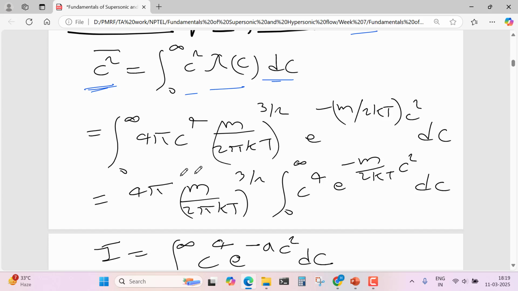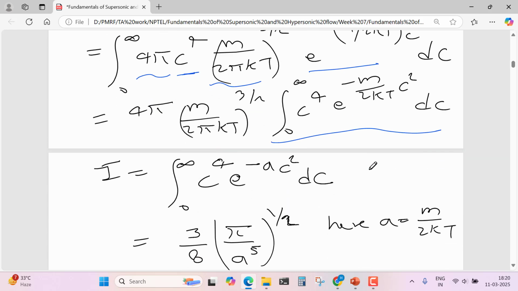Here I will take all the constant terms outside. So our constant term is (4π)(m upon 2πkT) to the power 3/2, and inside the integration it will become 0 to infinity c² e to the power minus m upon 2kT c² dc. So now we have to find this integration.